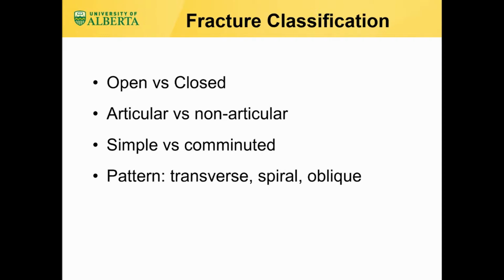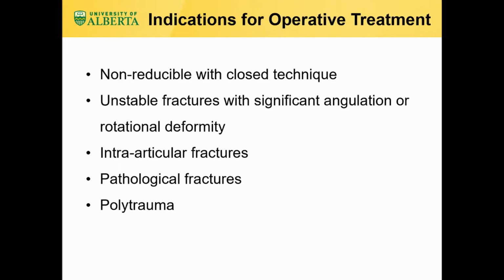Comminuted fractures are those which result in the bone being splintered or broken into pieces. Simple fractures can occur in a variety of patterns, including transverse, spiral, or oblique. Whenever possible, you should choose to reduce fractures with the closed technique. Most non-displaced or minimally displaced hand fractures can be treated conservatively.